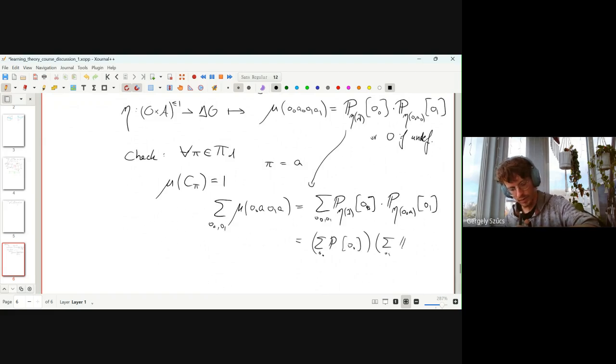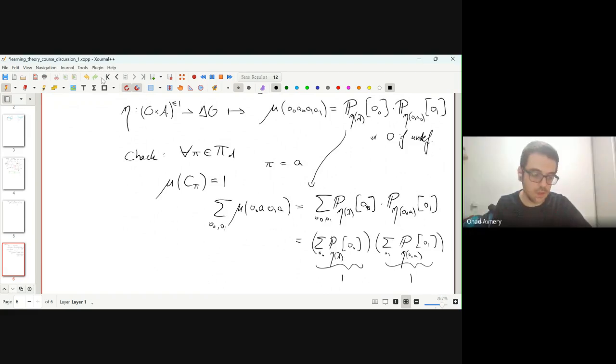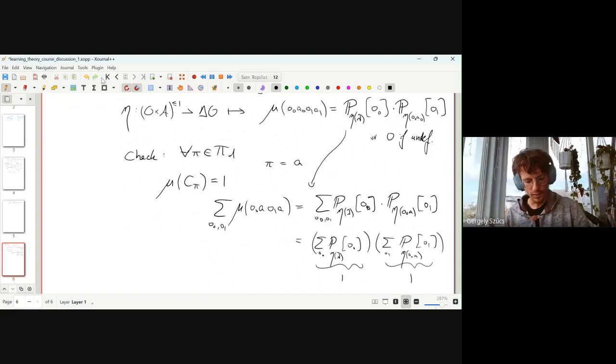Am I writing the right thing? And then, because these are distributions, these are both equal to 1. Is this what you were saying? Yeah, that's it. Okay. So this shows that this map is well defined.